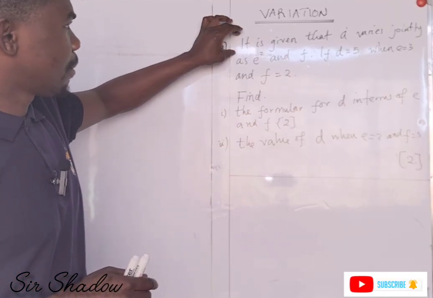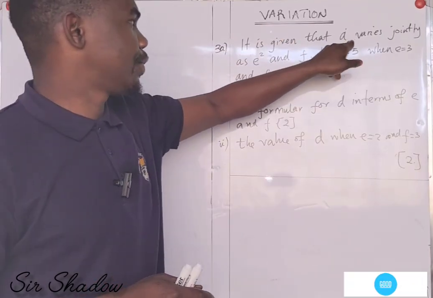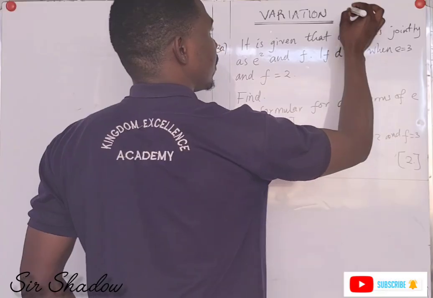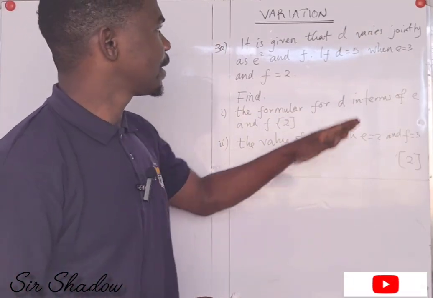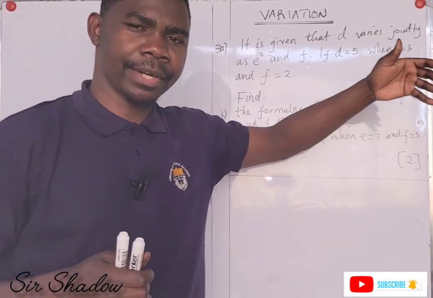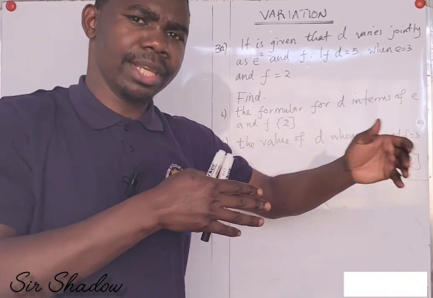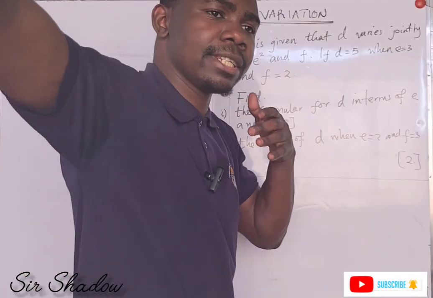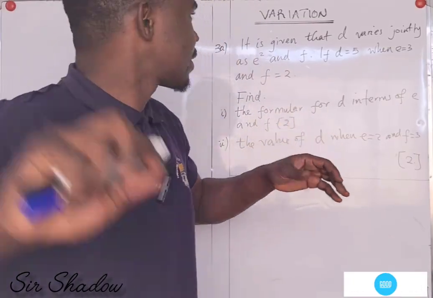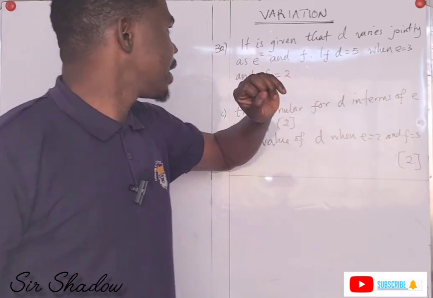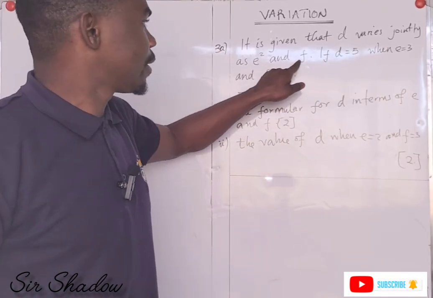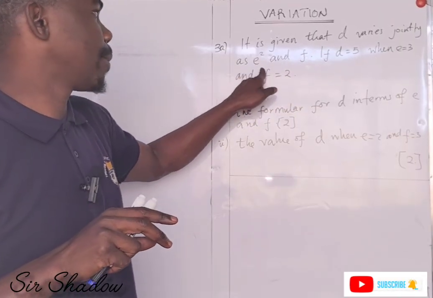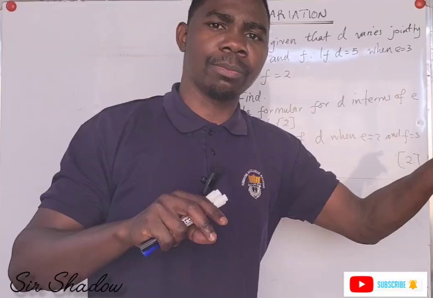Right, so under joint variation, it is given that D varies jointly. Whenever we are saying jointly, we are now dealing with three variables. The first variable is affecting the other two variables with their constant. So it is given that D varies jointly as E squared and F. We are dealing with three variables now: first variable, second variable, third variable, and a constant will be the fourth variable.